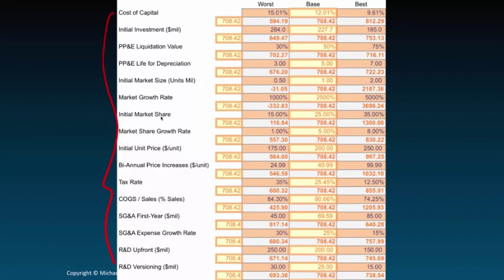So if I look at initial market share, for example, right here, what I see is a worst case scenario of 15%, where our penetration is only 15%, versus an initial penetration of 35 in a best case scenario. And you can see that the valuations increase with our penetration, which makes sense. We're selling more units. And notice they actually increase by a lot. We're going to see that that's an important value driver.